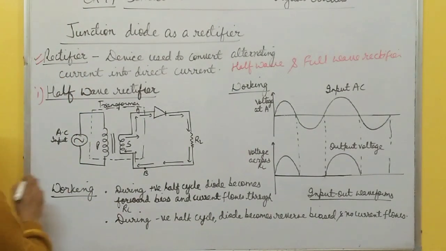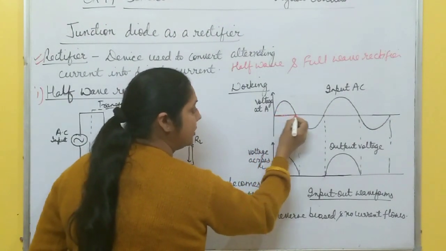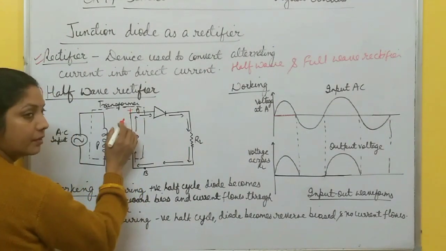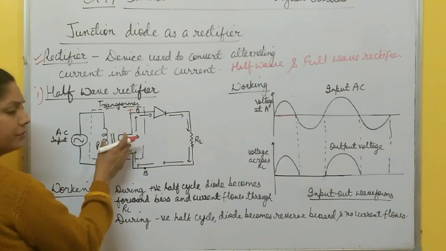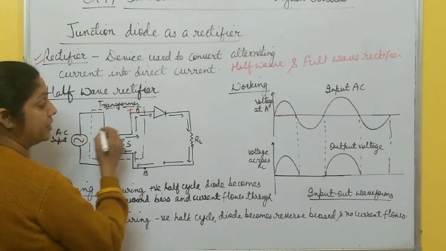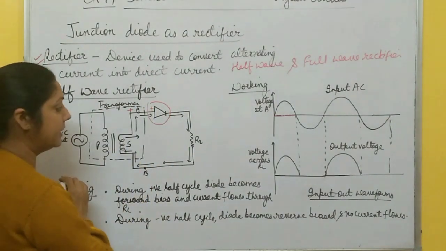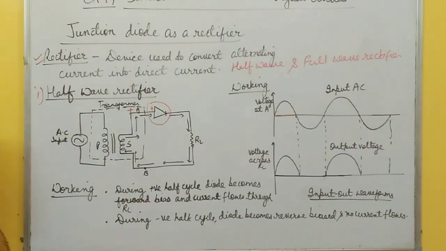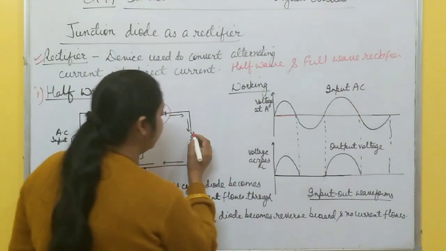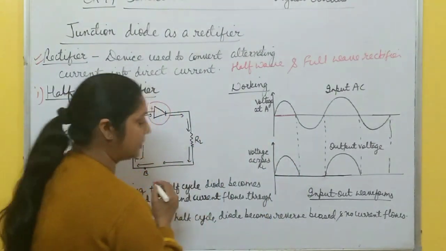Okay, so how does it work? During the positive half cycle of the input AC, the end A becomes positive due to mutual induction, where EMF is induced. If this end becomes positive, it means the diode is in forward bias, and during forward bias current flows through it because it offers very low resistance. So you get output across the load resistance RL, the voltage across RL, like this, right?